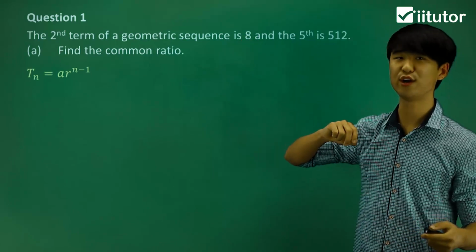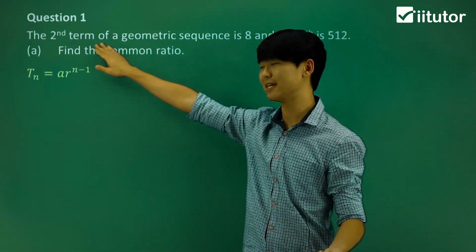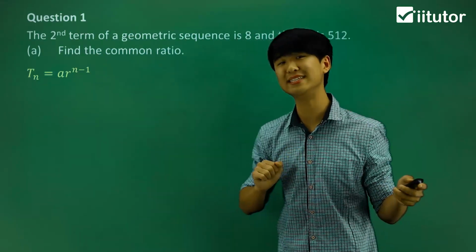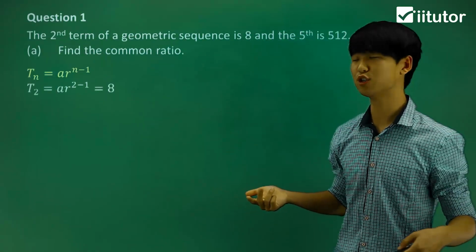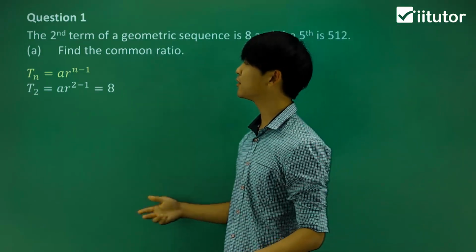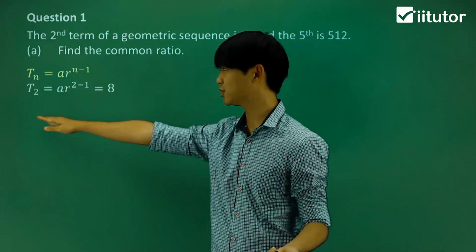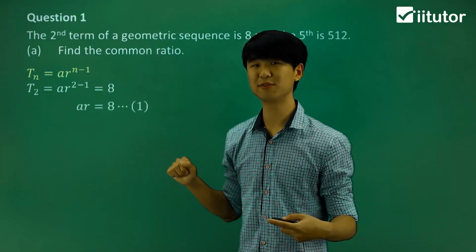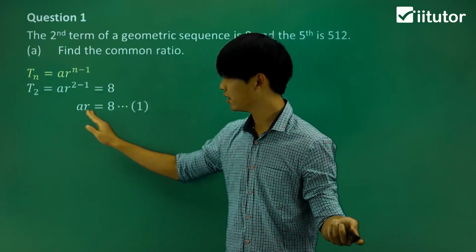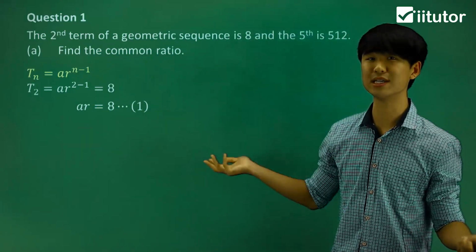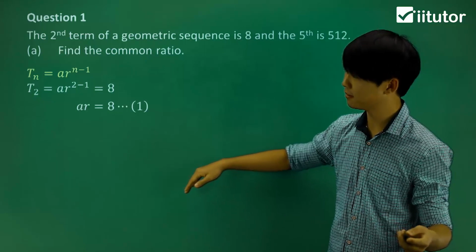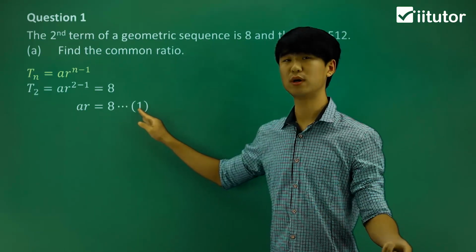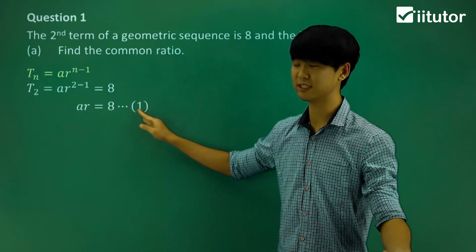So this is my term formula, and it tells me that the second term is 8. So if I sub in n equals 2 to find T2, which is my second term, that should hopefully give us the value of 8. So put n equals 2 up there, and that will give us 8. If I simplify this down, 2 minus 1 is just 1, then I get this equation, ar is equal to 8. Now we can't really go any further than that, because we don't know what a and r are. So we're going to call that equation 1.